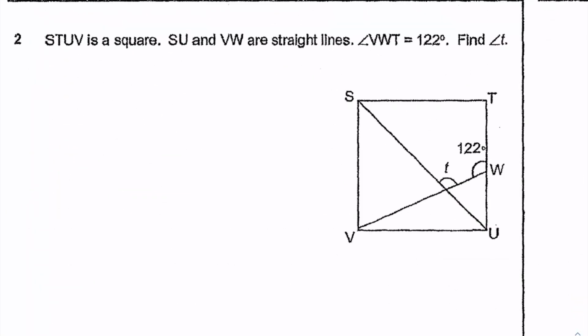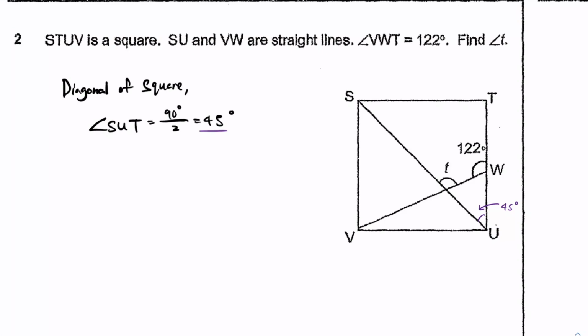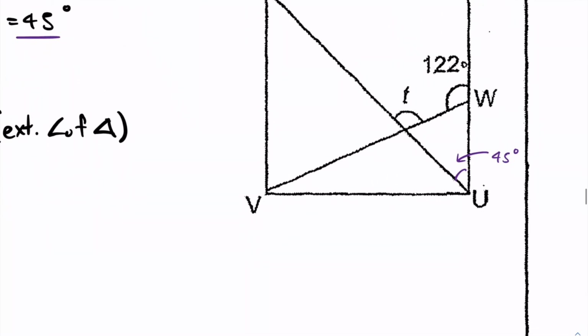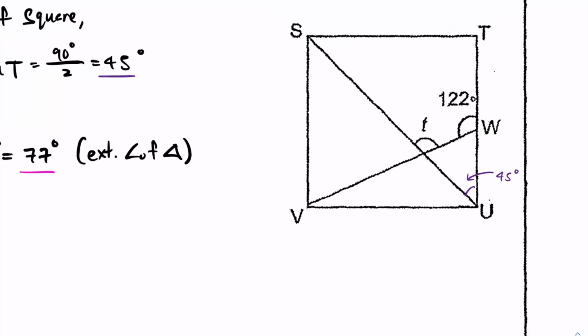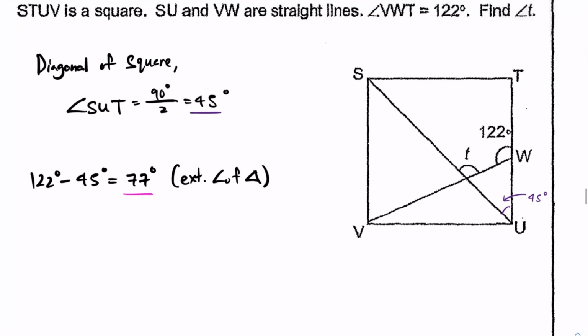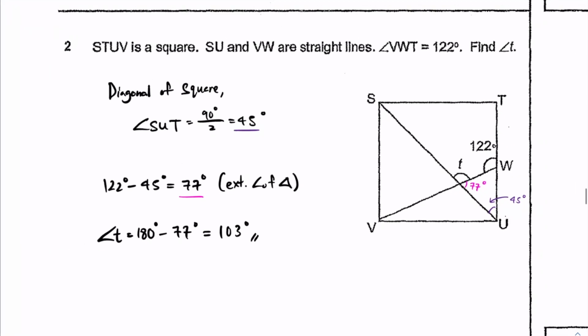Question 2, we've got a square with a diagonal drawn. So we've got 2 45s that we know. In fact, let's do that. Diagonal of the square, we get 45. So let's draw 45 in the diagram right here. Okay, we want T, yeah? So if you know exterior angles of triangle, you know that this angle plus 45 must give me 122. By all means, use 180 minus 122 to get this angle and then use sum of angles in a triangle. But external angle of triangle is a shortcut here. So we know now it's 77 over here, which means angle T can be found by taking 180 minus 77. We've got 103 for the answer.